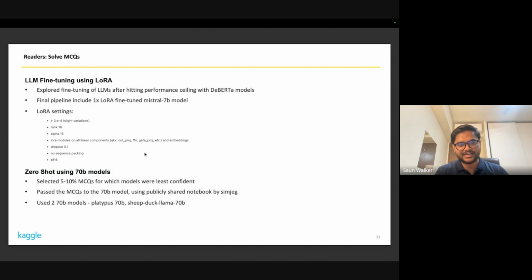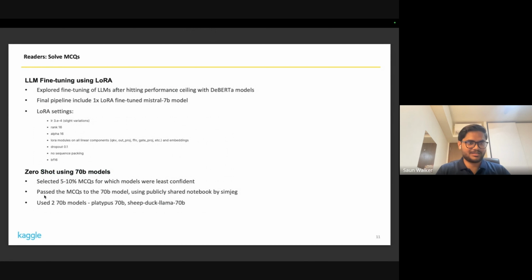So finally, towards the end of the competition, we decided to explore zero-shot question answering with 70 billion models. There were several public notebooks, so we did some quick experiments. For this one, we ran the top 5 to 10% of MCQs based on the entropy. So we selected the questions which were ambiguous for the rest of our models. And we ran these through the 70 billion model, and it actually gave a strong boost to our performance.